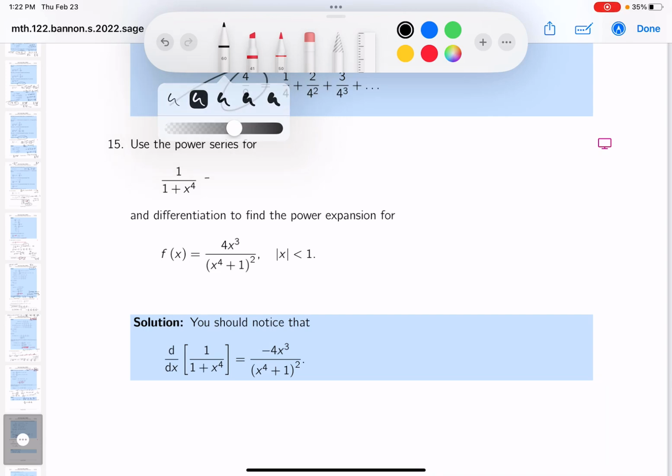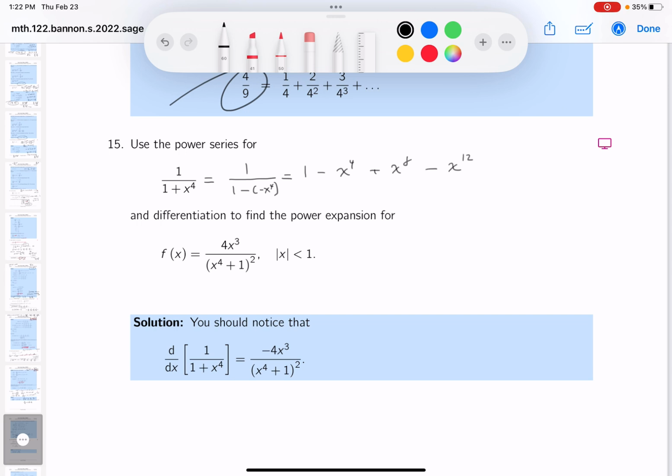Okay, I'm going to write the power series down, and that's going to be what? It's going to be 1 over 1 plus x to the 4. It looks like deja vu all over again. So what's going to give me? It's going to give me 1 minus x to the 4 plus x to the 8 minus x to the 12 plus yada, yada, yada.